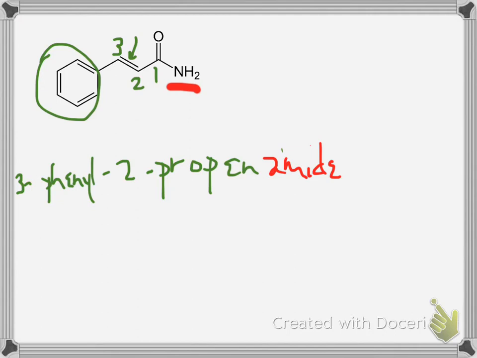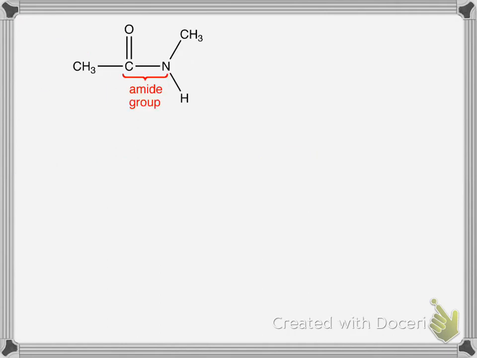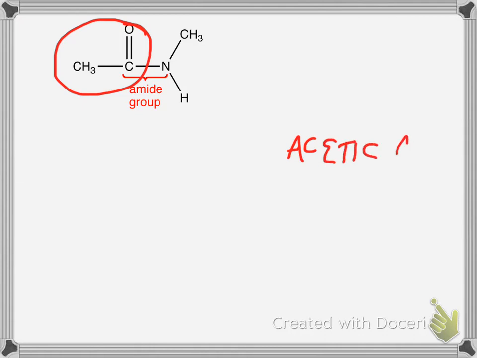Okay, let's do another example. Okay, so we have an amide. So let's first name this as if it was a carboxylic acid. Since it has 2 carbons, it would become acetic acid. Okay, we drop the ic acid and we add the ending amide. So acetamide. Uh-oh. We do have an issue here, though.